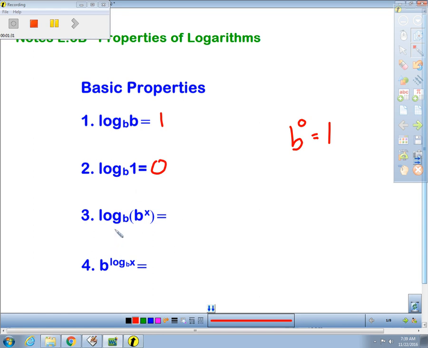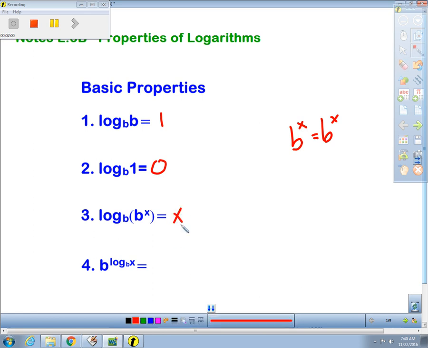Basic property number 3, the log base b of b to the x. Same idea. Evaluate. b to the what equals b to the x? b to the what equals b to the x? Should be pretty clear that this has to be an x. The log base b of b to the x equals x.